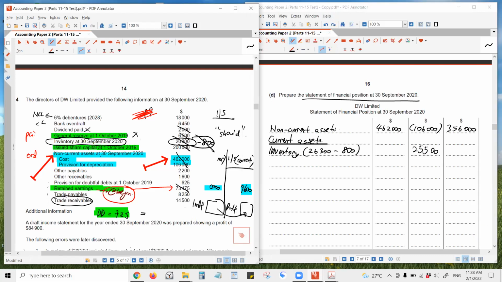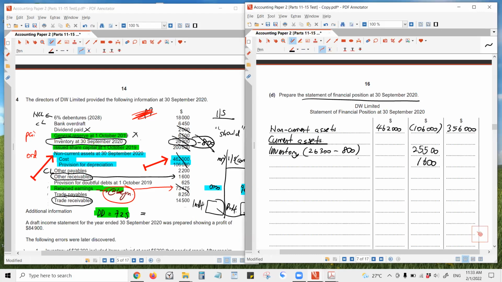After that, go through the list again. Look for current asset. Other payable is current liability. Other receivable is a current asset. Let's include this. 1600.